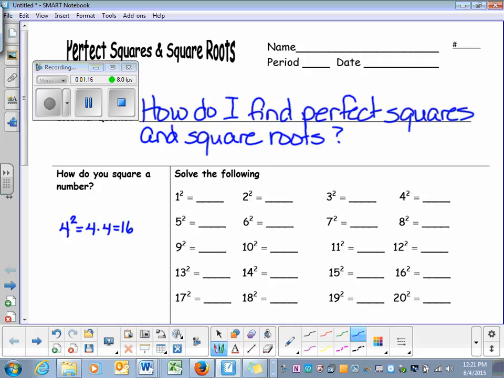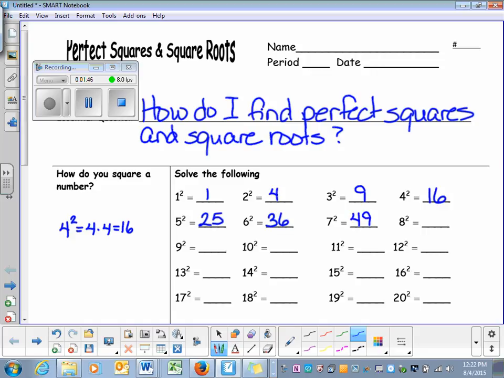So at the beginning, these are fairly easy to do. 1 squared, 1 times 1 is 1. 2 squared, 2 times 2 is 4. 3 squared, 3 times 3 is 9. 4 squared, 4 times 4 is 16. 5 squared, 5 times 5 is 25. 6 squared, 6 times 6 is 36. 7 squared, 7 times 7 is 49.